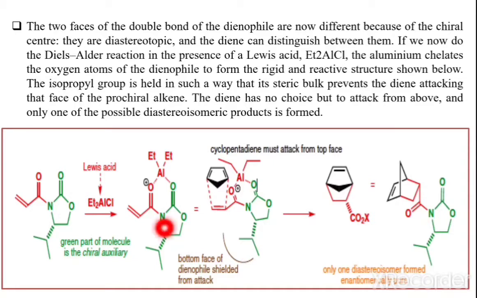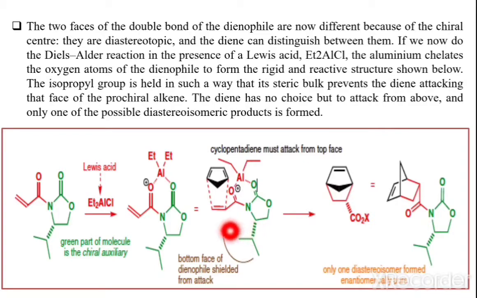This is the most important case: the isopropyl group is held in such a way that its steric bulk prevents the diene from attacking that face of the prochiral alkene. Therefore the diene has no choice but to attack from above, and only one possible diastereomer is formed. Because the isopropyl group is present, the attack of cyclopentadiene must be from the top face. The bottom face of the dienophile is shielded from the attack.